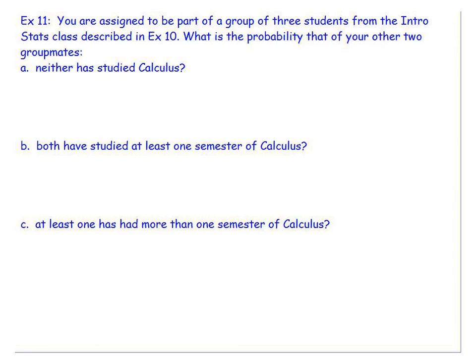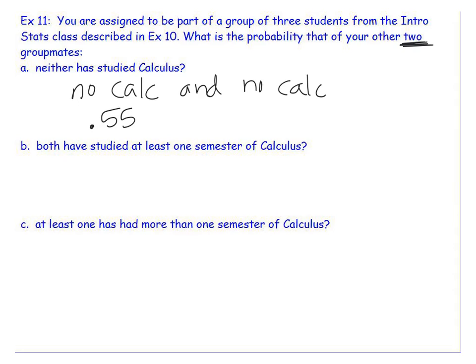You are assigned to be part of a group of 3 students from the Intro Stats class described in example 10. What is the probability that of your other 2 group mates, so now we're focused on 2 people, neither has studied calculus? So that means person number 1 has had no calc, and person number 2 has had no calc. Well, if we refer back to our previous example, no calculus was 55%. So the first person having no calculus is 0.55, and means multiply. The second person having no calculus is also 0.55. And if you multiply those in your calculator, you get 0.3025, and we leave it just like that.